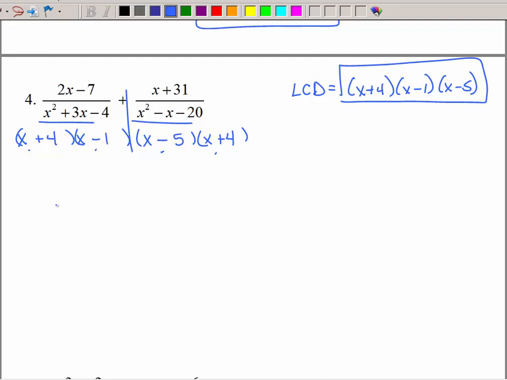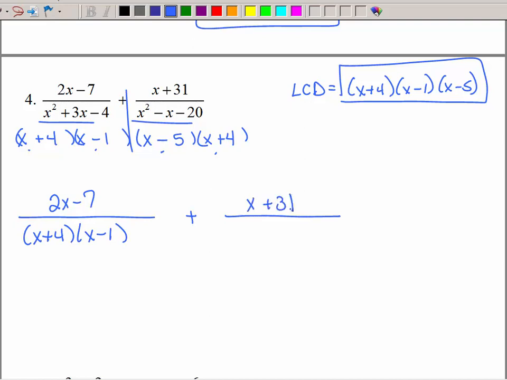Ugh. So again, I'm going to rewrite this to give myself a bit more room. Thank goodness that has a plus sign, so I don't have to worry about distributing that minus. And then I want to change these to have the LCD.